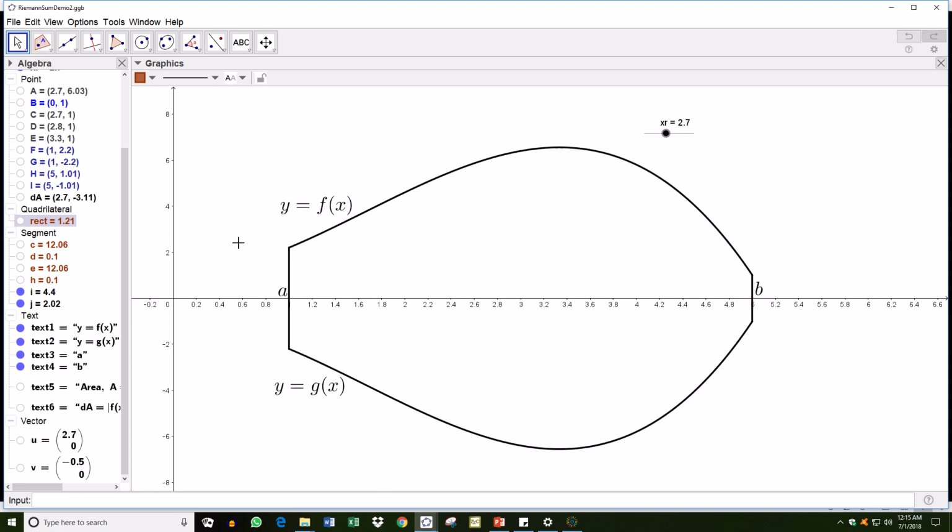Suppose the problem is that we need to find the area between the curves y equals f of x, this top curve, and y equals g of x, the bottom curve, on an interval a to b. So x equals a to x equals b. We need to find the area between these two curves, all of this.